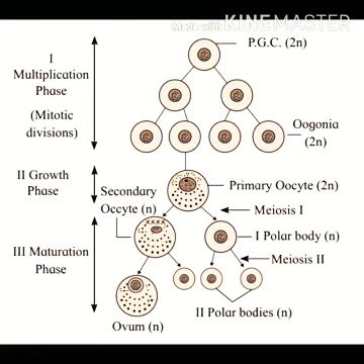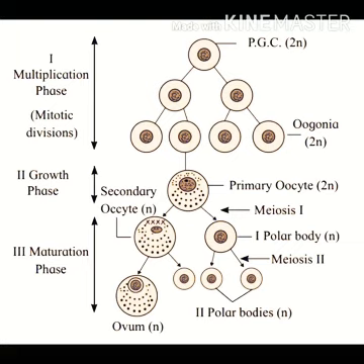Now, moving to the second phase, that is the growth phase. See students, in the growth phase, some of the oogonia stop dividing and begin to increase in size and form the primary oocyte. This primary oocyte is also diploid in number. Cellular organelles like endoplasmic reticulum, Golgi apparatus, and mitochondria increase in size and in number also.